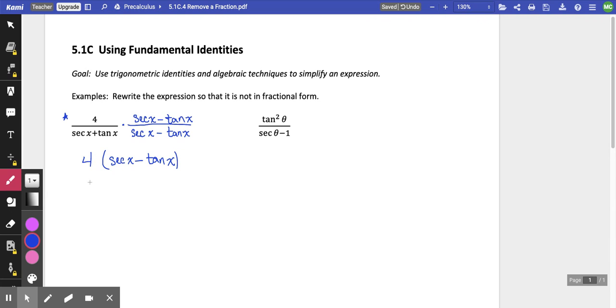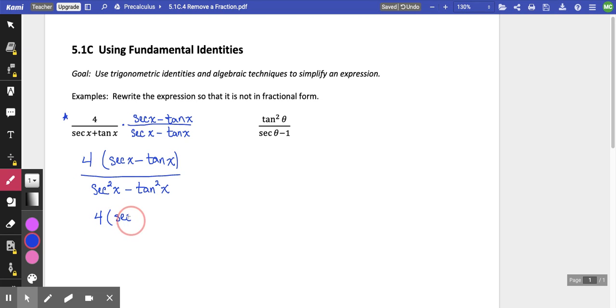All right. Now on the bottom, when you multiply two conjugates together, you end up with the first term squared, so secant squared of x, minus the second term squared, so tangent squared of x. Now secant squared of x minus tangent squared of x, that's one of those identities. And immediately when I see it, I start thinking about that identity.